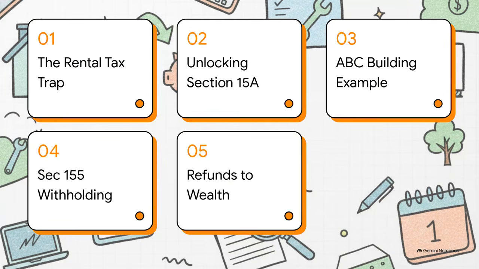To fix that, here is our roadmap for today. Number 1, the rental tax trap. Number 2, unlocking Section 150A. Number 3, the ABC building example. Number 4, Section 155 withholding. And finally, number 5, turning refunds into wealth.